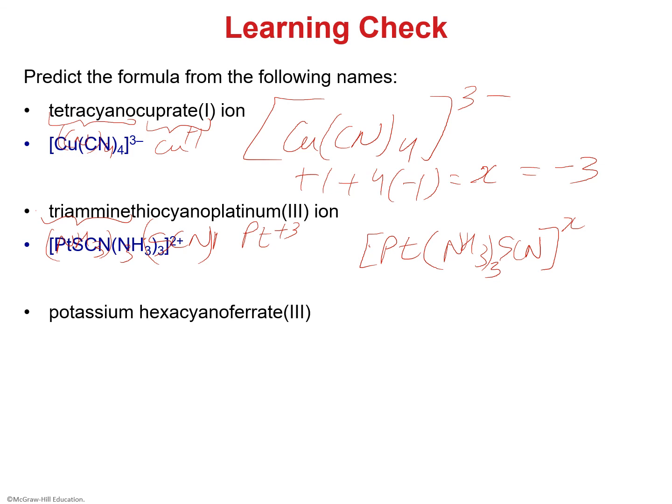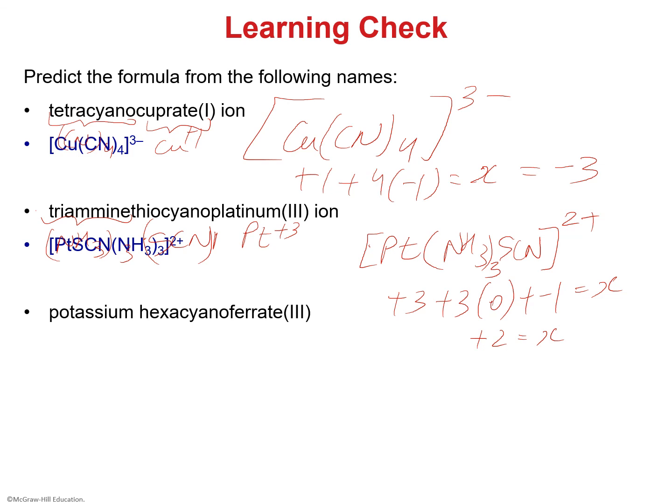And what is X? We'll find that because platinum is +3, given to us in the question. 3 amine, which is 3 times 0. 1 thiocyanide, which is -1, is total equal to X. So 3 minus 1 means +2 is X. So X is +2. So this X, I can replace it with +2. So don't leave it as X, okay? Make sure you give me the final answer. So this is your final answer.